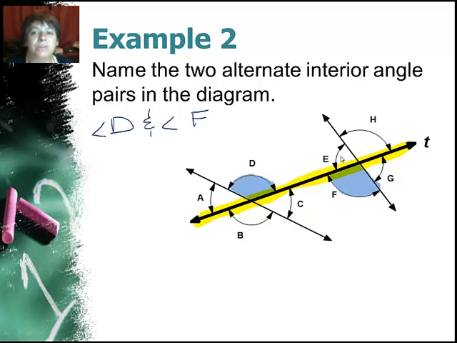Now looking at, there's still another set of angles that are between the 2 lines, angle C and angle E. And that is another pair. You can see that C is below the transversal and E is above it. That's where the alternate comes into play. And they're both between the lines, the other lines that are not the transversal, and so that's where the interior comes into play.